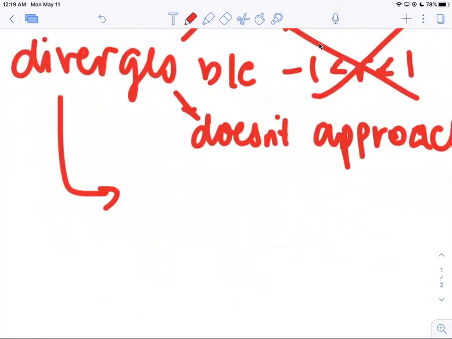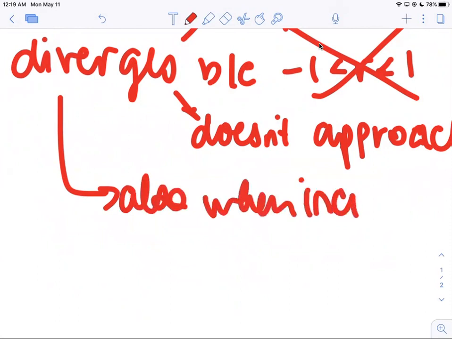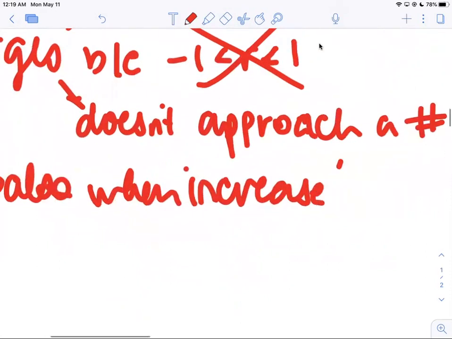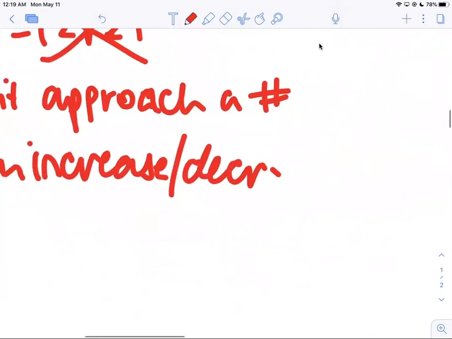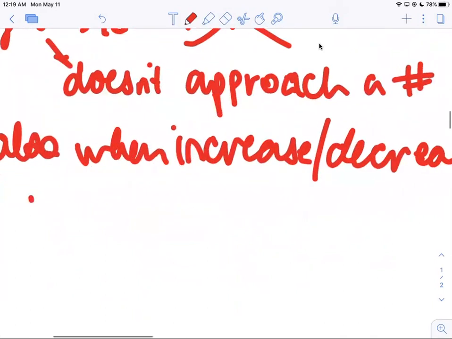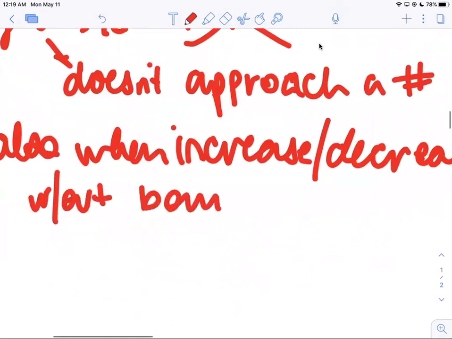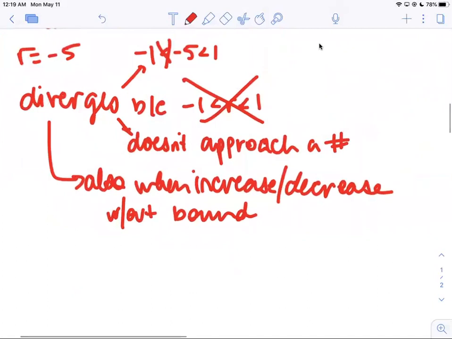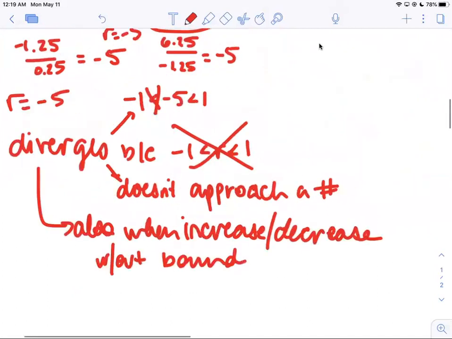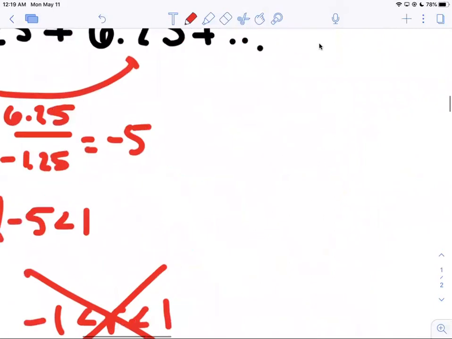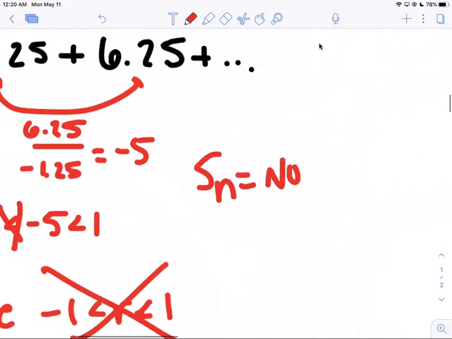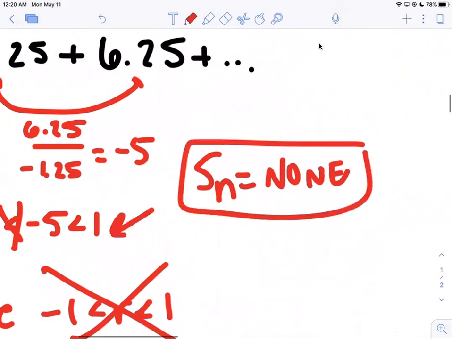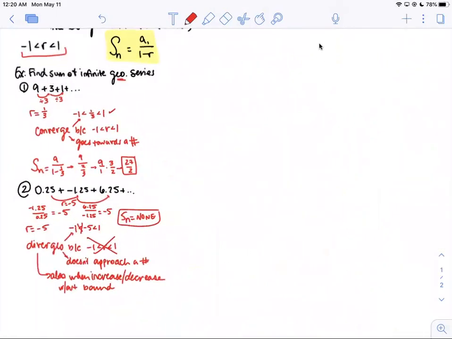Divergent, I also kind of mentioned this, but it happens when you increase or decrease without a bound. I talked about how convergent was bounded, divergent is not. So also when you increase or decrease without a bound. Okay. Oh, we can't solve this, so this won't work because the R isn't true. So there is no S of n. When that happens, when it's not true, then I just don't have one. So we're going to keep moving on.